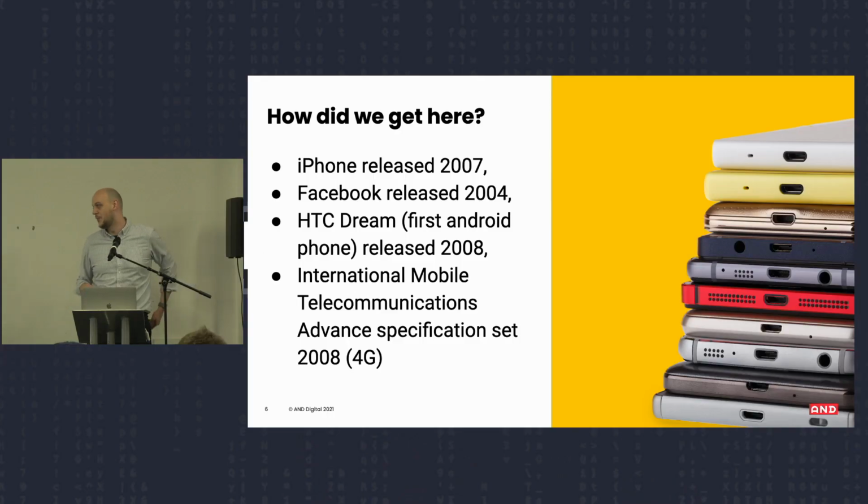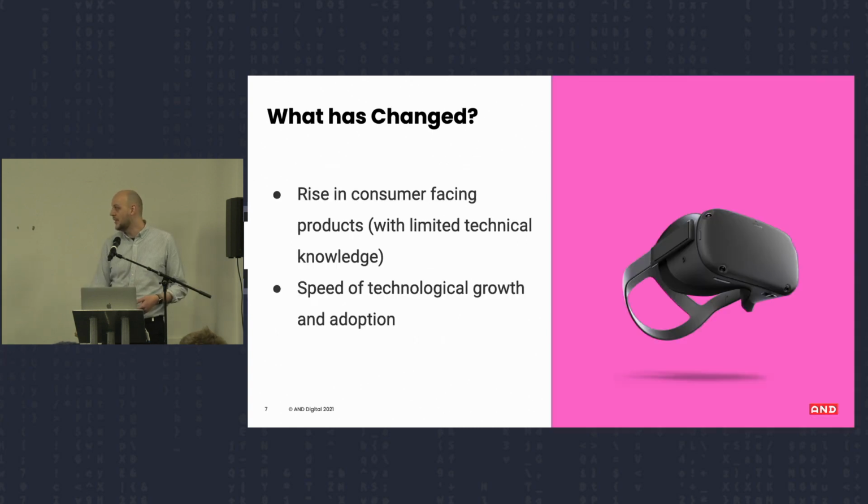And then at the bottom, we've got the International Mobile Telecommunications Advanced specification set. That's basically 4G. So if you are used to the idea of 3G, Edge was possibly the point before it. 4G allowed quite high speeds on your mobile device, and it was quite accessible. And what that means is there's been a rise in consumer-facing products.